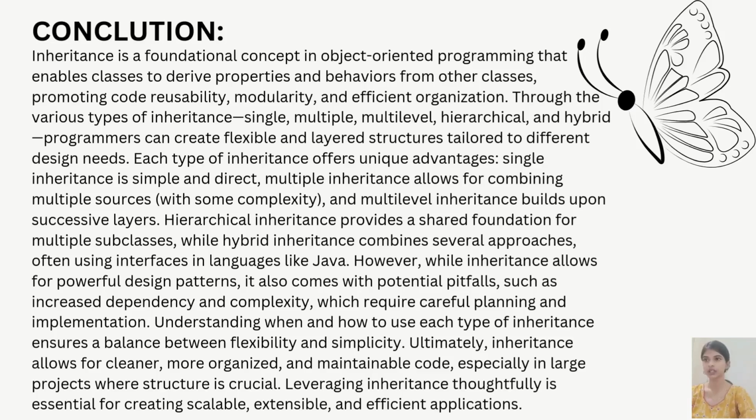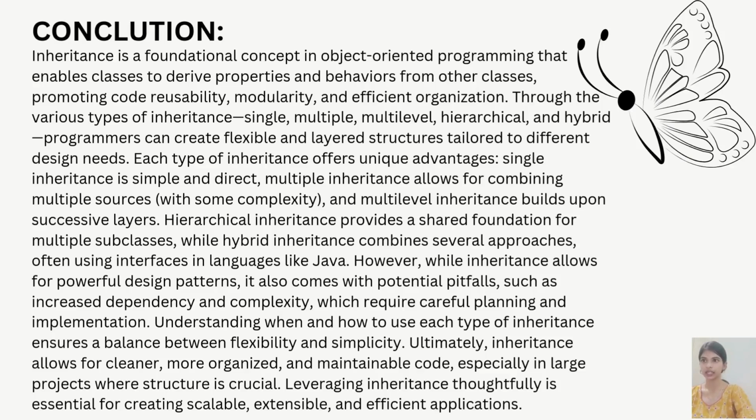Let's see the conclusion. Inheritance is a foundational concept in object-oriented programming that enables classes to derive properties and behaviors from other classes, promoting code reusability, modularity, and efficient organization. Through the various types of inheritance, single, multiple, multi-level, hierarchical, and hybrid inheritance, programmers can create flexible and layered structures tailored to different design needs. Each type of inheritance offers unique advantages.